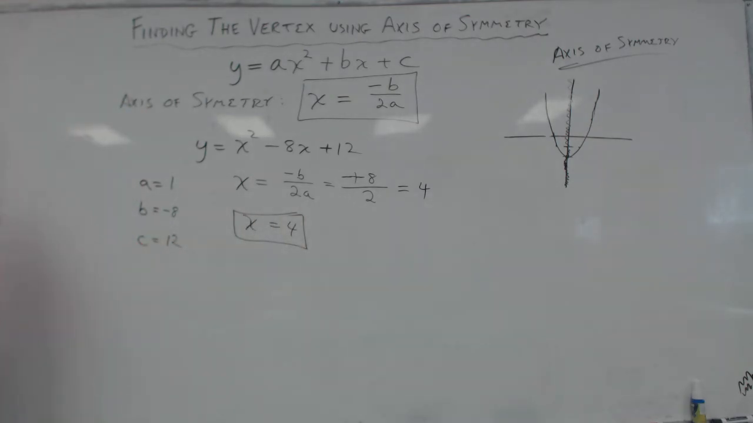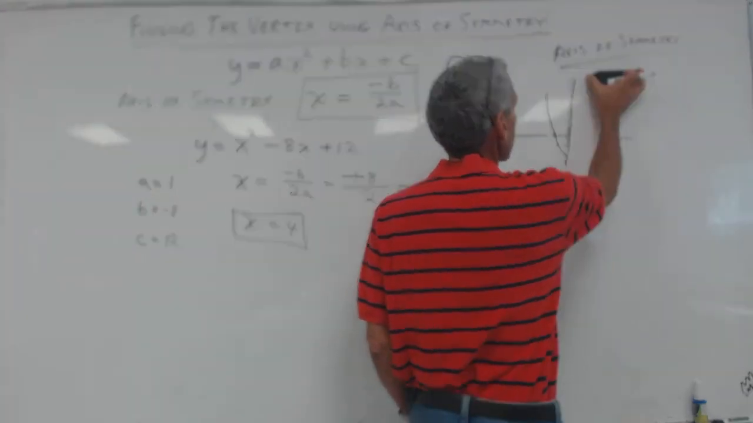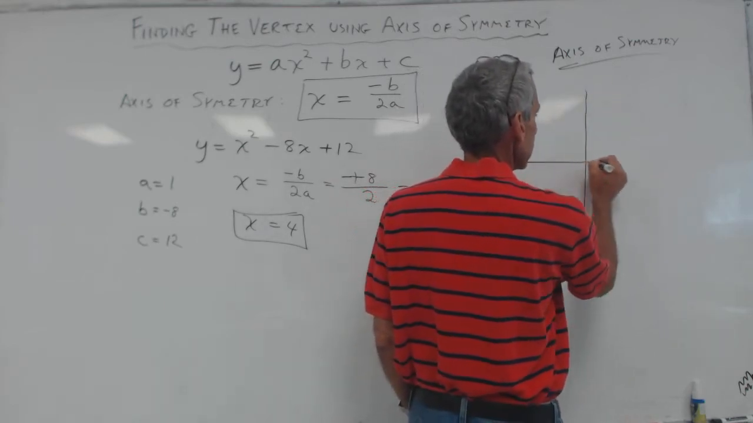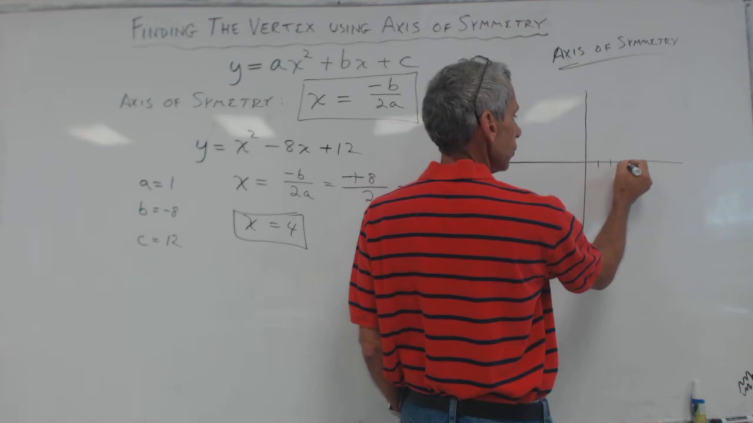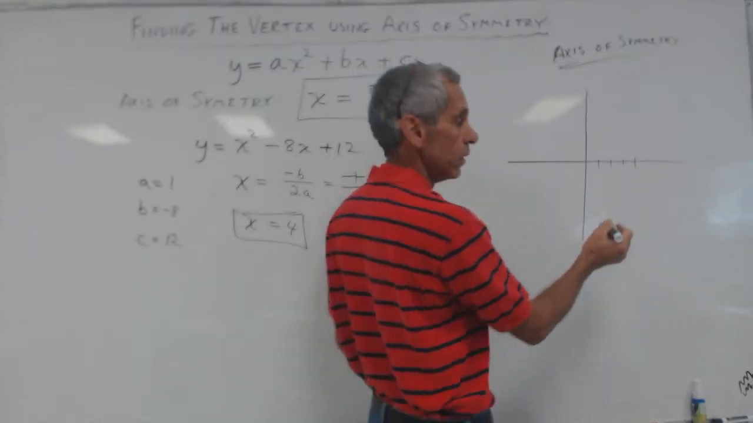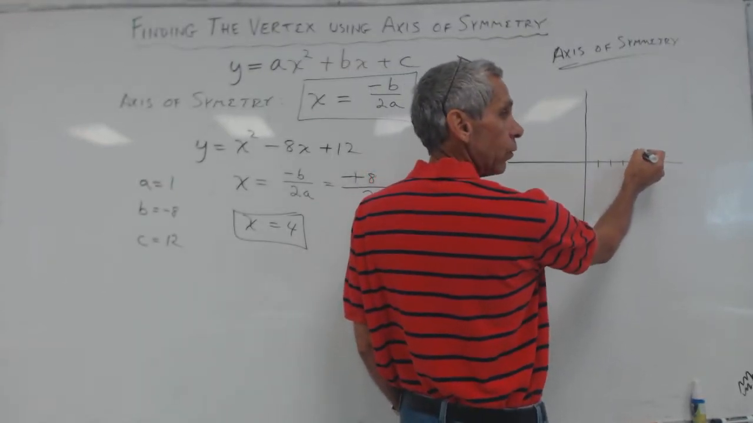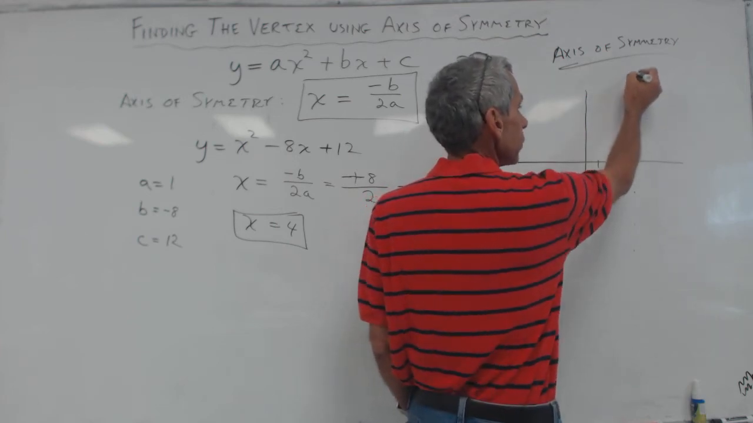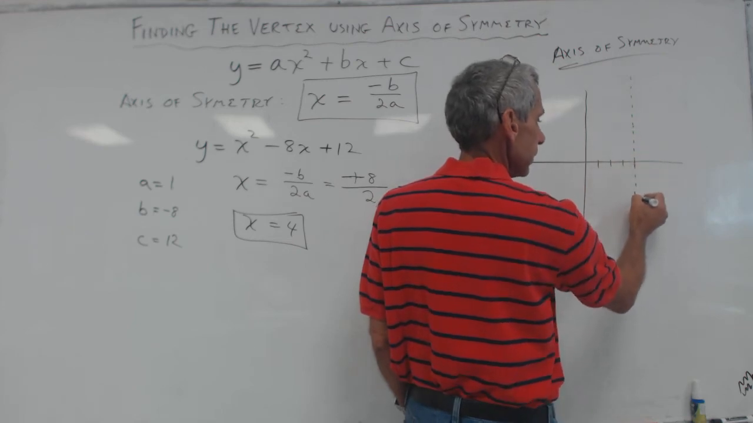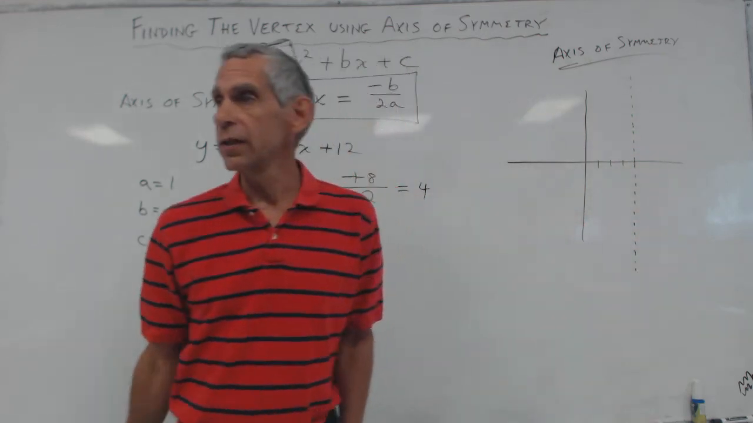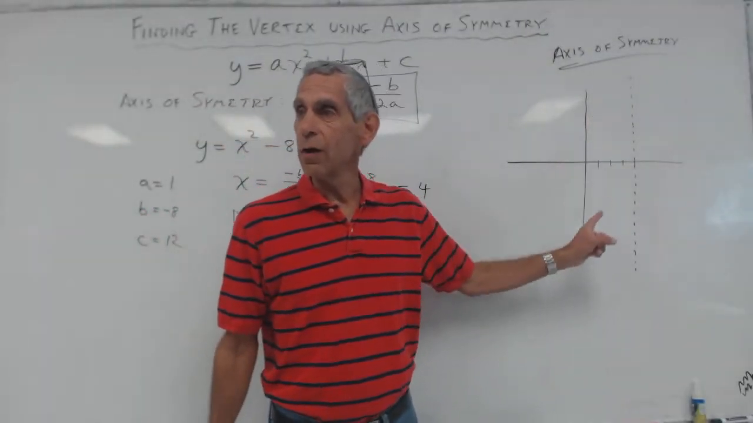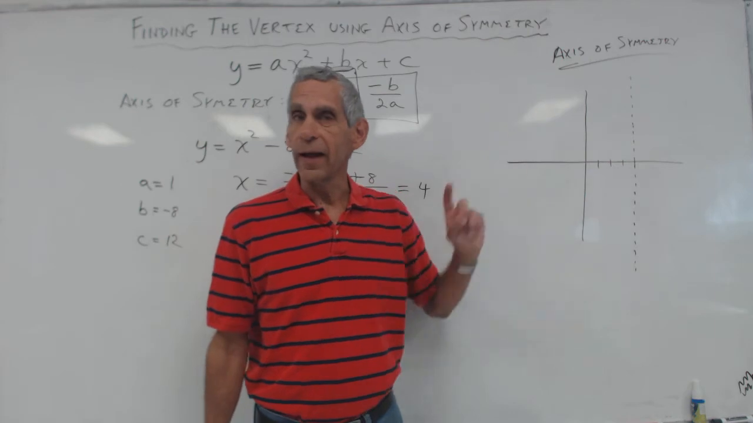Do you guys remember how to graph this? X is always 4. So let's graph it. Axis of symmetry, 1, 2, 3, 4. It says x is always 4. No matter where you are on the y-axis, x is 4. It's going to be a dashed line. Usually, for your axis of symmetry, you dash the line. What do I know about the parabola in relation to that axis of symmetry?